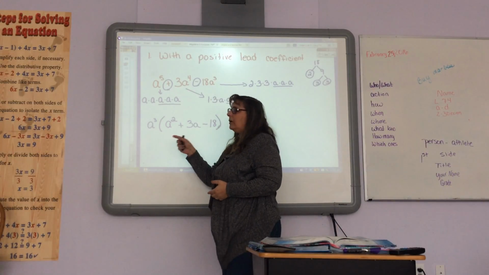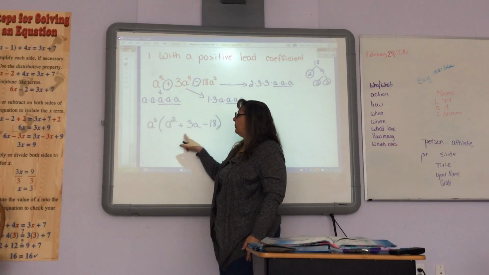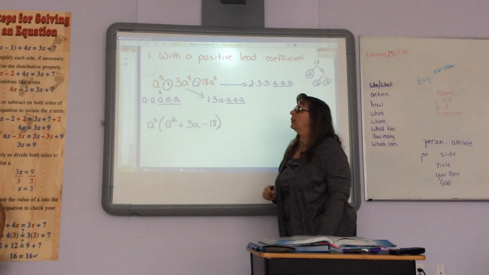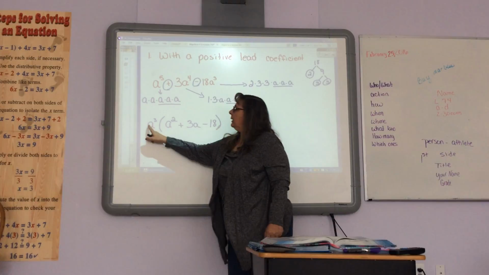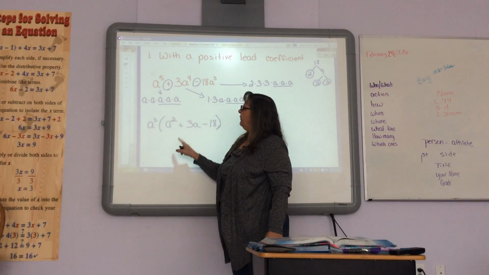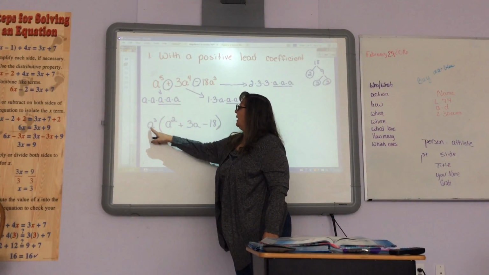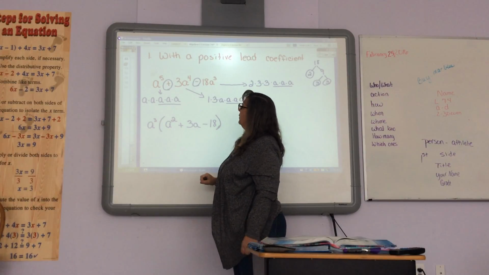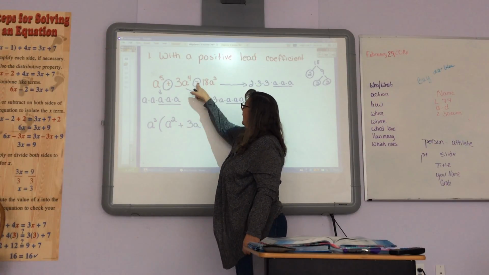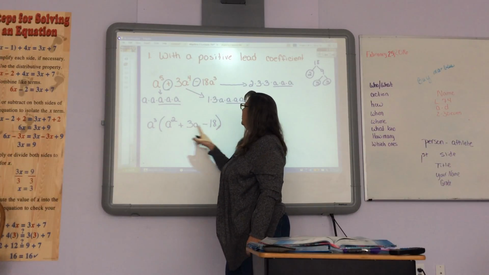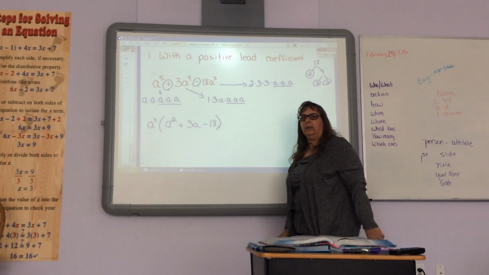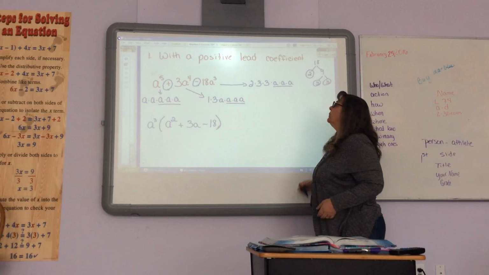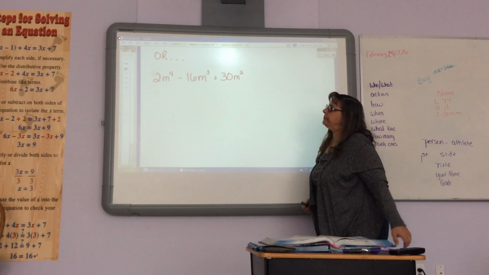If we wanted to check our work, we would use the distributive property to make sure we got back where we started, and we would. Adding exponents, a cubed times a squared is a to the fifth, plus a cubed times 3a would be 3a to the fourth, minus a cubed times 18 is 18a cubed. So we're simply undoing the distributive property.